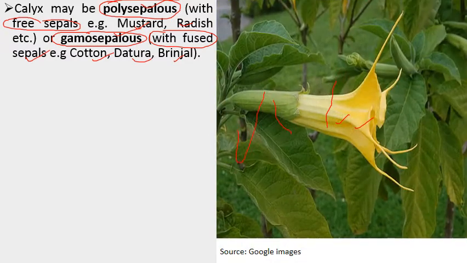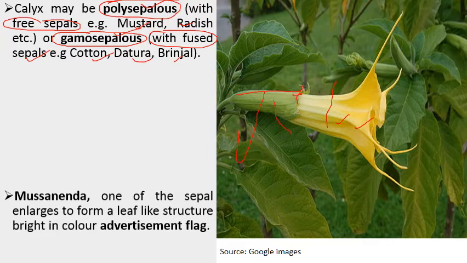This is the flower of datura inoxia. datura है ये, इसमें जो sepals हैं they are also fused. So this condition is known as gynocephalous condition.